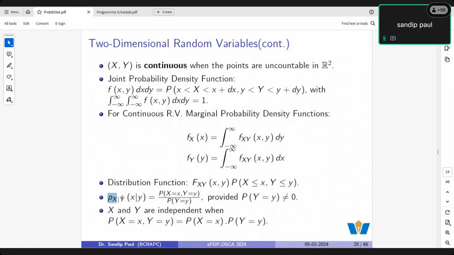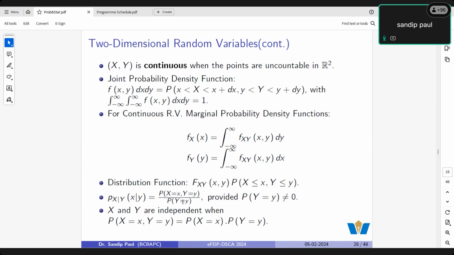Next is the conditional probability, p of x given y, which can be obtained as we have done in the case of events. We have the probability of x happening when y happened earlier. So it is the simultaneous occurrence of x and y divided by the probability of y equal to y. So the definition is almost the same.